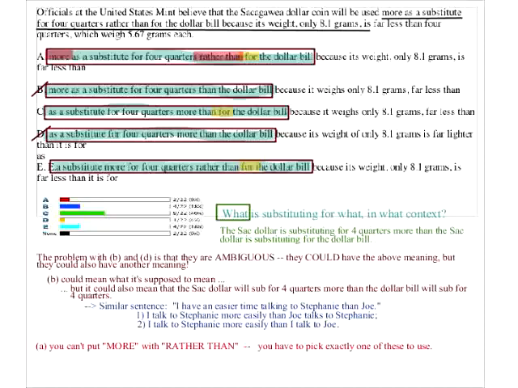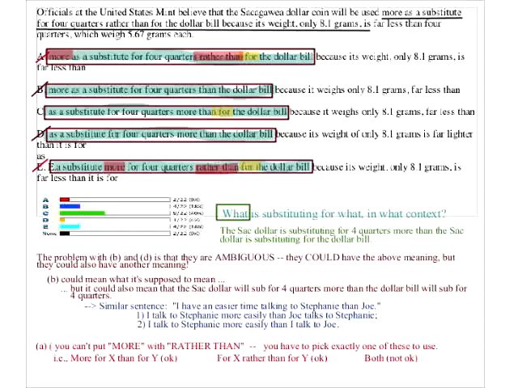If you say for X rather than for Y, that's okay. But both of these is not okay. And then E has the same issue. More rather than, that's not okay either. So redundancy issues. Any questions about these? So we've eliminated B and D because of the ambiguity. We've eliminated A and E because they are redundant. That gives us C.